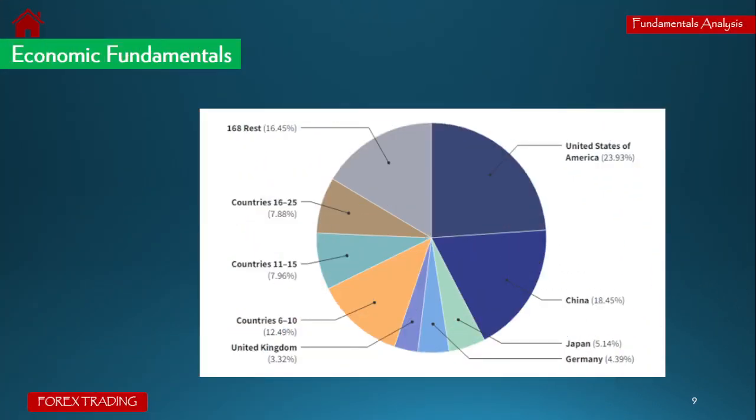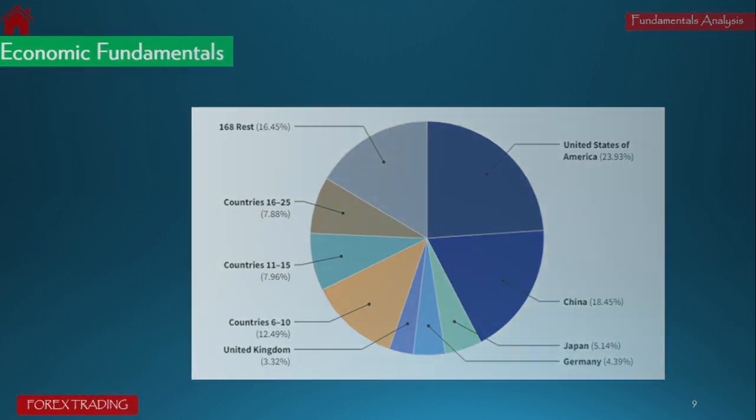This is a picture where you can see the GDP of different countries. You can see the United States of America is the biggest one, leading, and then China, Japan, Germany, and other countries.